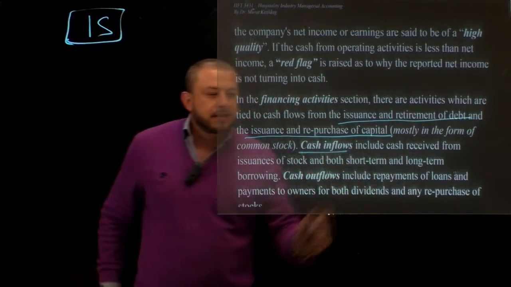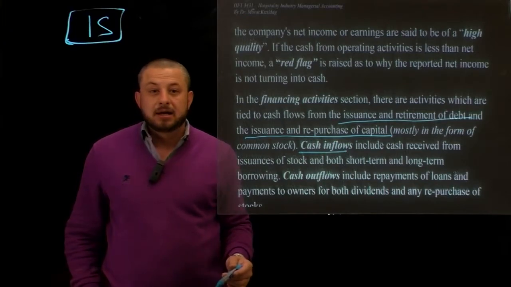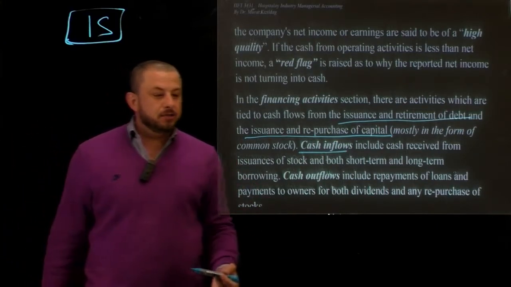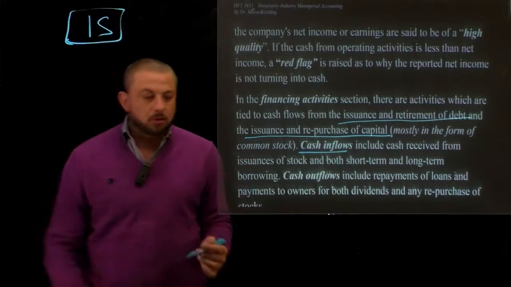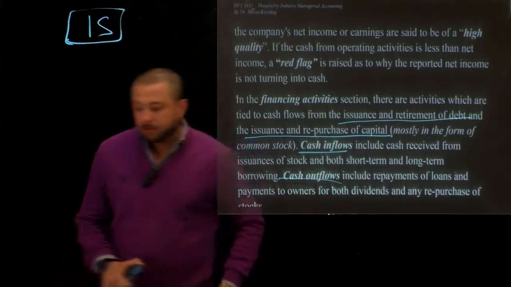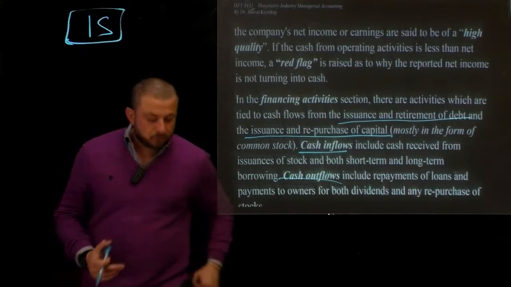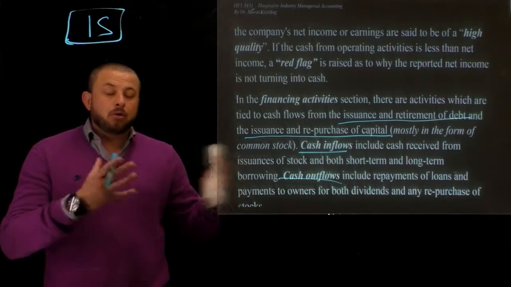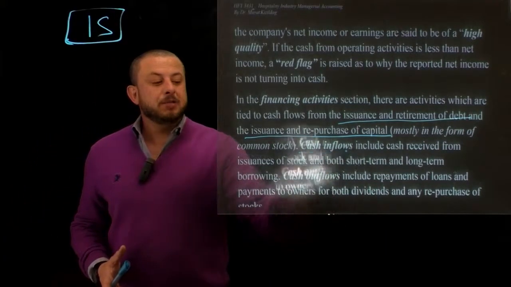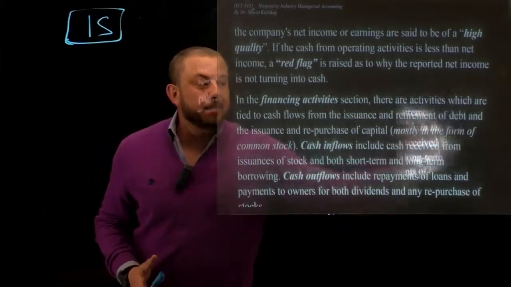Cash inflows include cash receipts from the issuance of common stock, when investors are buying it, and short-term and long-term borrowing. Cash outflows include repayment of the loans, interest in the form of interest expenses, or any coupon payments on the debt issuances, or the dividend payments to the investors when they buy common stock.